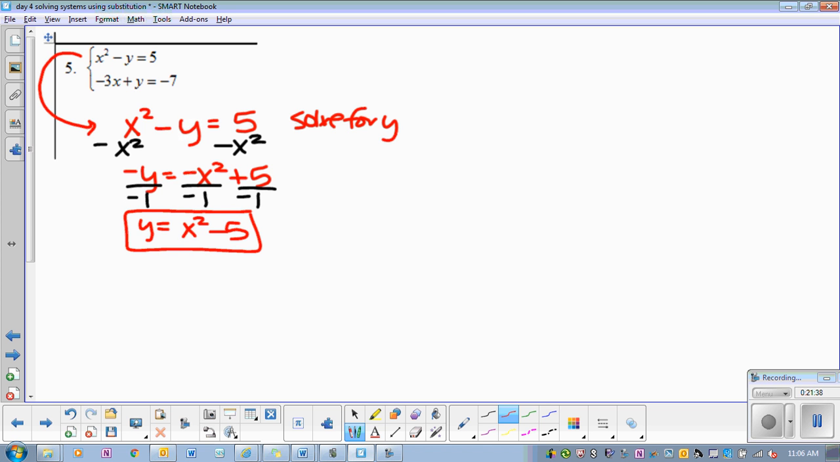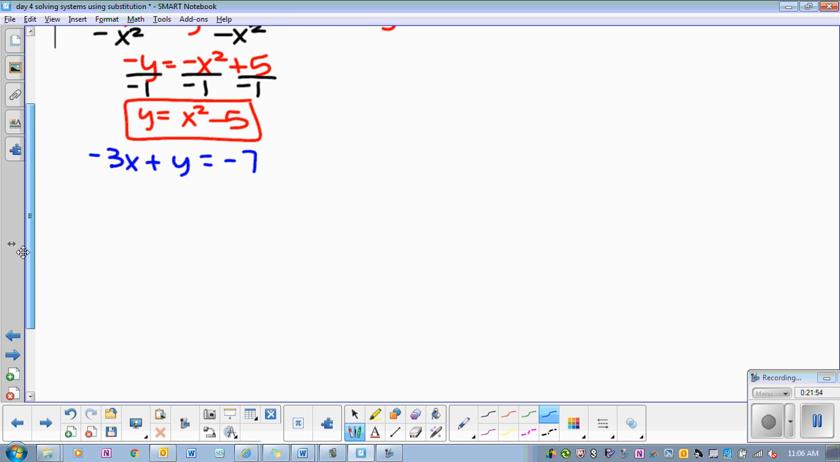Take this one and plug it in to the other equation. Plug it in for the y. So the other one I have is negative 3x plus y equals negative 7. But I need to plug all of this in for that y. So negative 3x plus, and guys, I'm not going to put parentheses around this y because I have x squared minus 5. And that's just it, right? So plus x squared minus 5 equals negative 7. Are we okay with this?